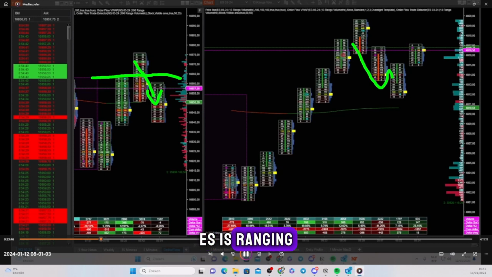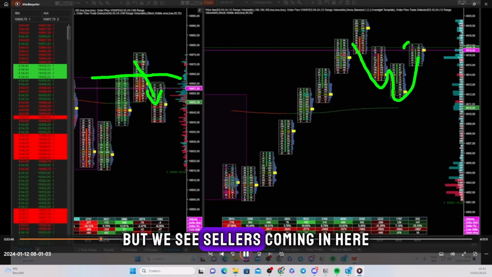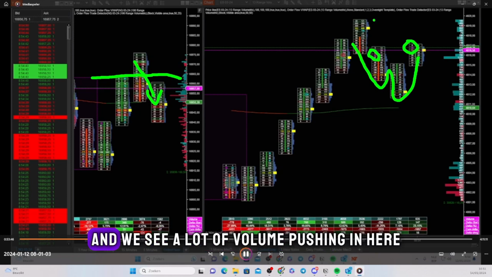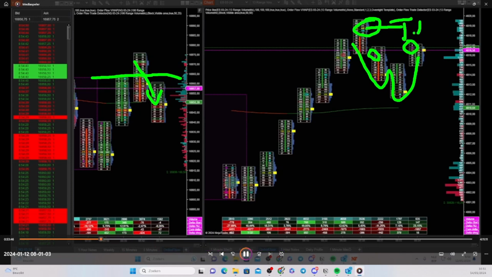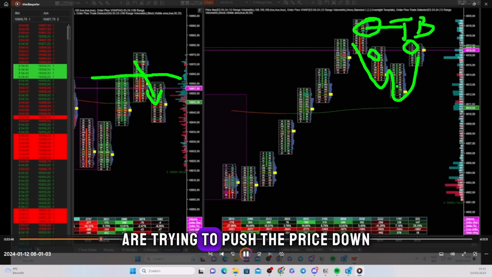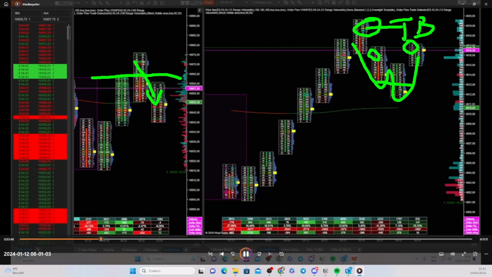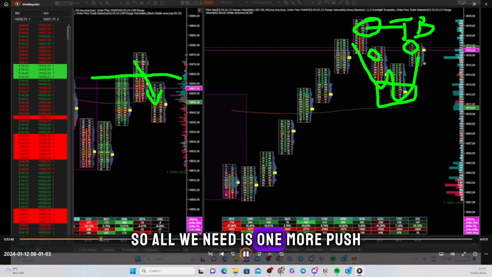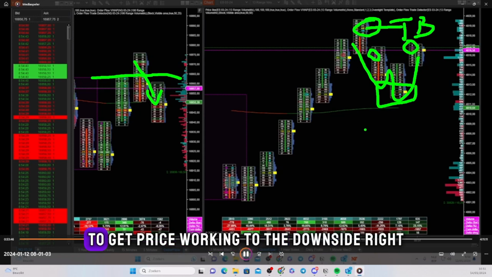ES is ranging, but we see sellers coming in here, sellers pushing in here, and we see a lot of volume pushing in here, which are trapped traders, trapped buyers. So these sellers that are coming in here are trying to push the price down. The buyers are defending it right here. So all we need is one more push to get price working to the downside.